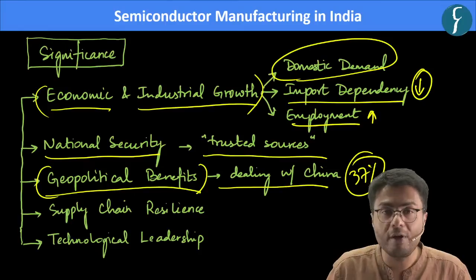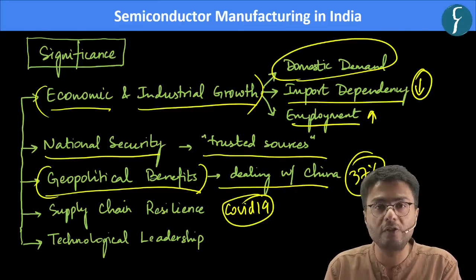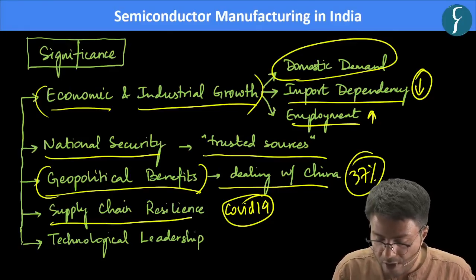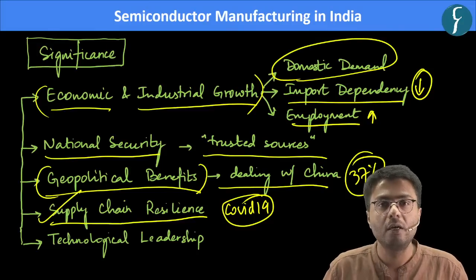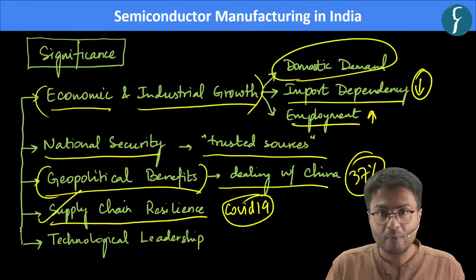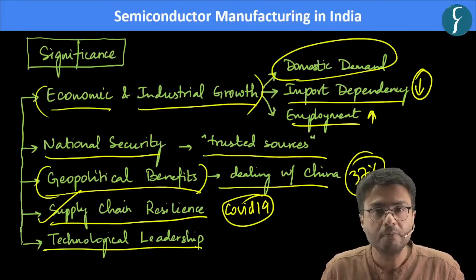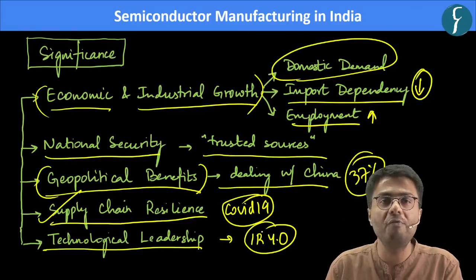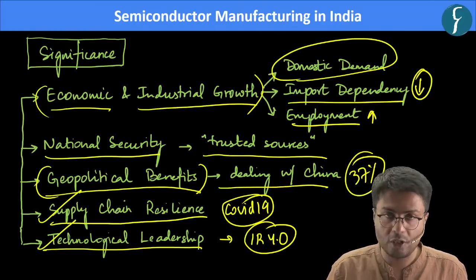Further, as we witnessed during the COVID-19 pandemic, there was a severe semiconductor shortage, because the supply chain of semiconductors was disrupted due to lockdowns. Hence, there is a need to ensure supply chain resilience for our semiconductor supply, and there's no better way to achieve this than developing a domestic industry. Further, this domestic industry will also provide India with significant technological leadership. Semiconductors will play a critical role in the Fourth Industrial Revolution, which will provide our way forward in the coming future. Only when we have a significant domestic manufacturing capacity will we be able to play a leadership role in the technological sector.